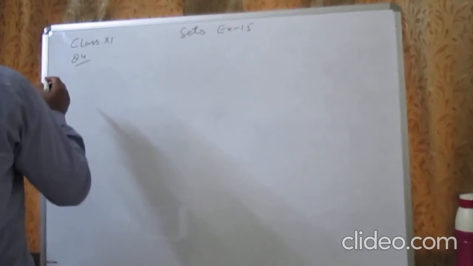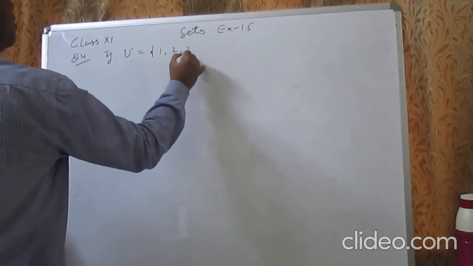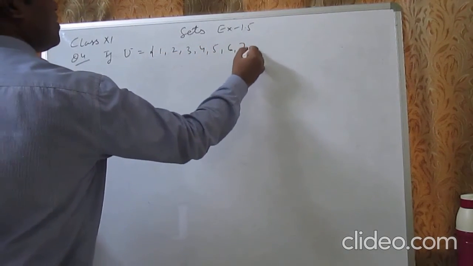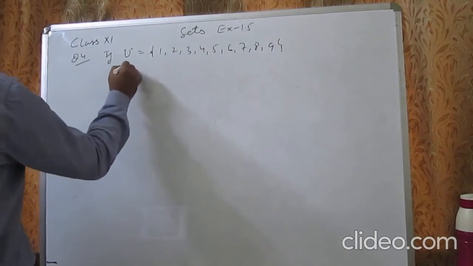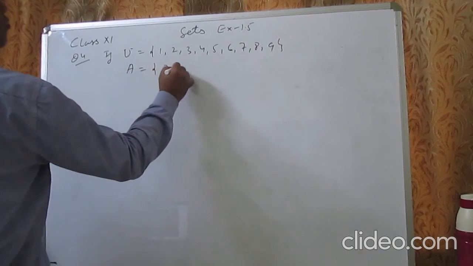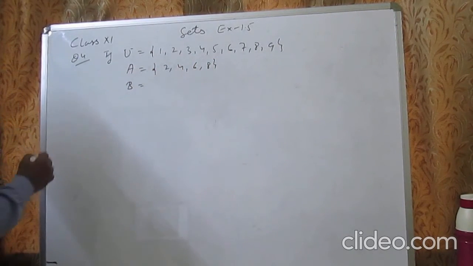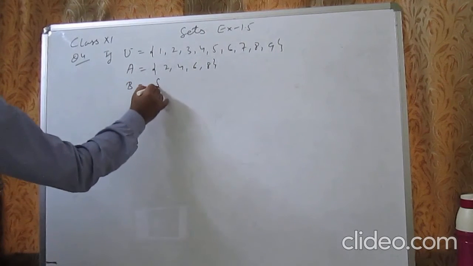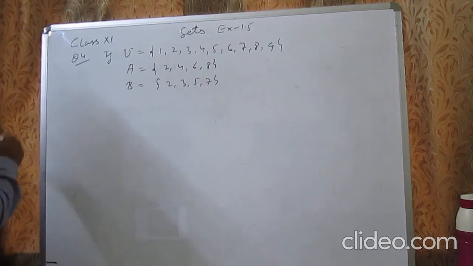Question number 4. Universal set is given to you: 1, 2, 3, 4, 5, 6, 7, 8, 9. And A is given to you: 2, 4, 6, 8. B is given to you: 2, 3, 5, 7.